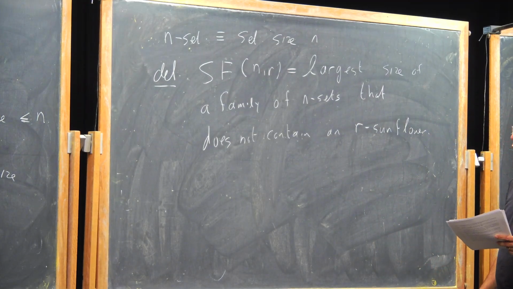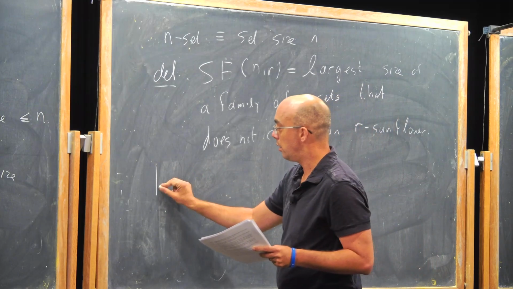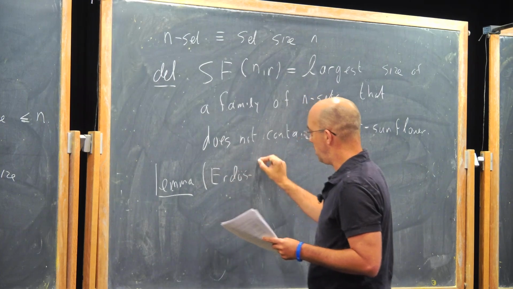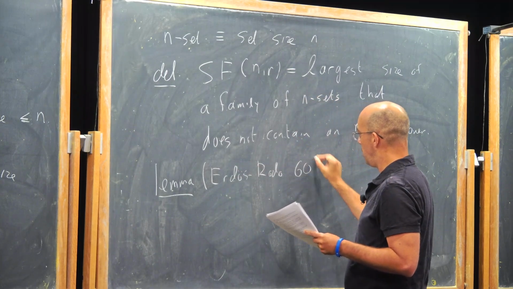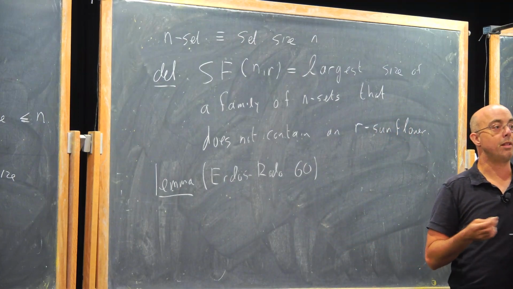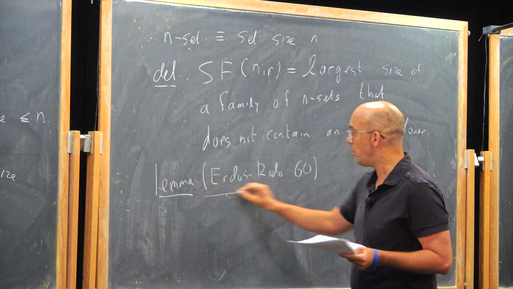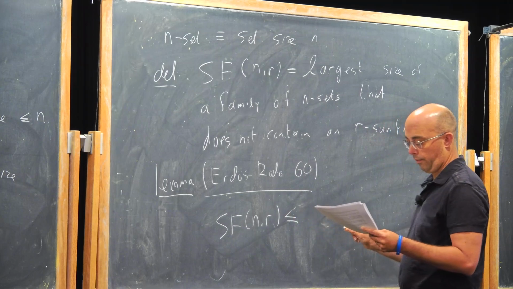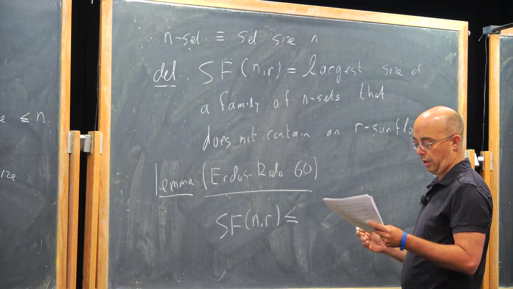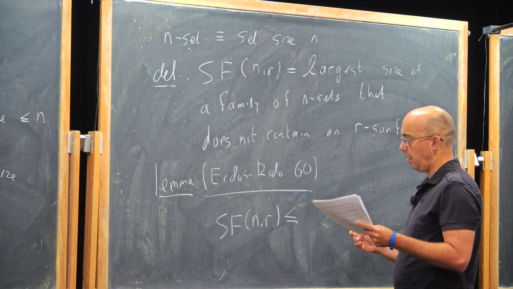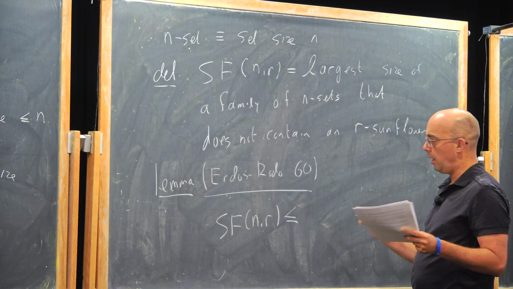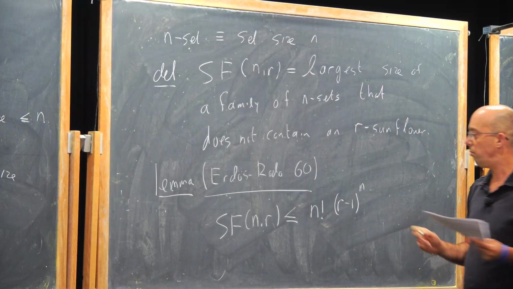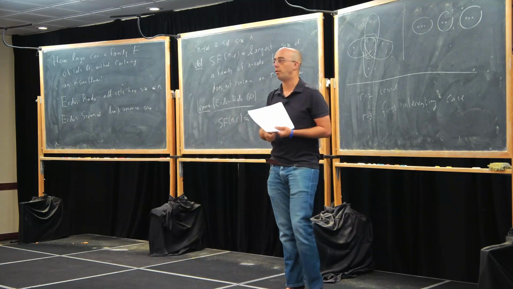OK. And the first thing that we're going to see is this lemma. This was proved by Erdos and Rado in the 60s, and it says that you can prove some bound on it. Maybe not a tight bound, but you can prove some bound. Let me start with proving an upper bound or a lower bound. Let's see. Actually, OK, I'll tell you the lemma. We're going to prove it in a few minutes. So the lemma is going to be n factorial times (r minus 1) to the n. So there is some bound you can prove, and we're going to see the proof in a few minutes.